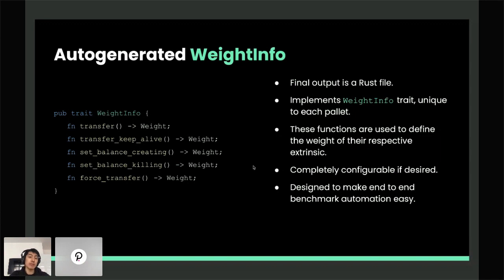And this weight info trait is ultimately designed to make the automation process really easy. And we'll show you some of the automation process later in this presentation.